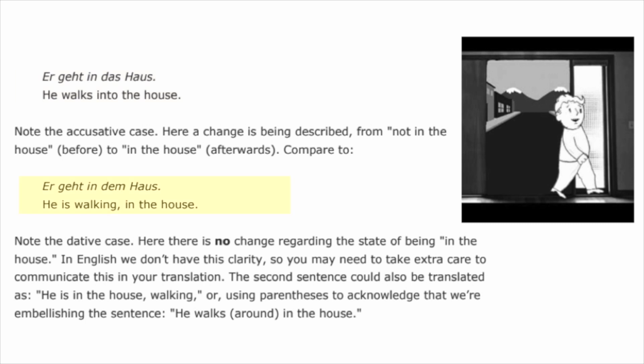The example "geht in dem Haus," here we're placing the emphasis on the act of going. He's walking. He's been walking for some time, and the extra information with regard to the place of it is, well, it's in the house, but that's just extra information. I'm not emphasizing that he's going into the house or changing his location. It's just, I'm telling you about the walking, and where it's happening is just kind of an afterthought.